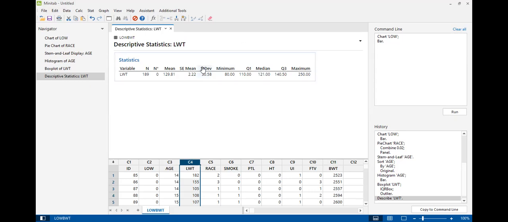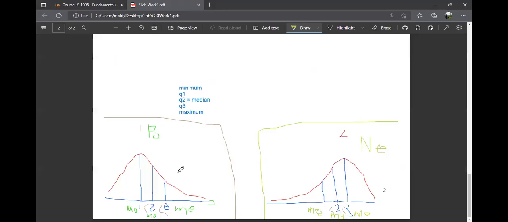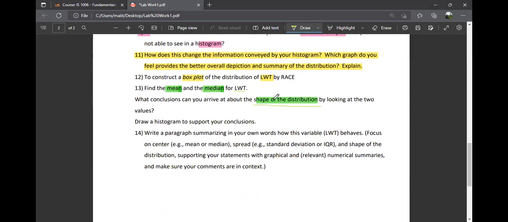So the mean is 129, the median is 121. What is the biggest value? The mean. Where is the biggest value? Here. So what is the shape of LWT? It is a positively skewed distribution. Are we clear?